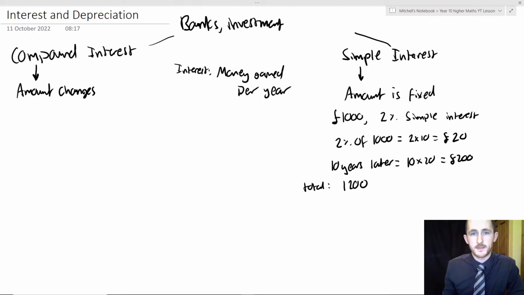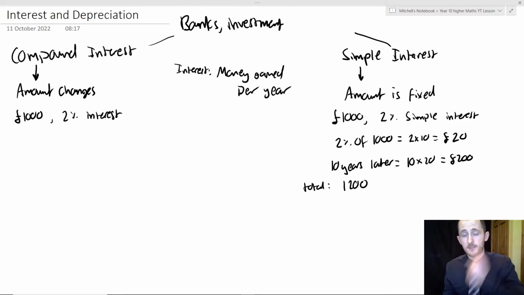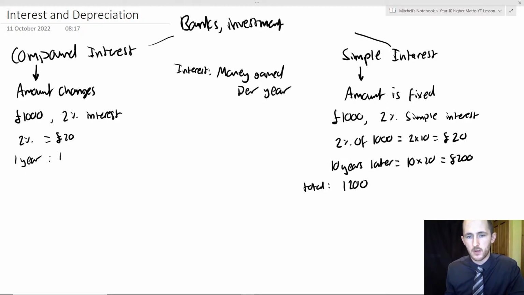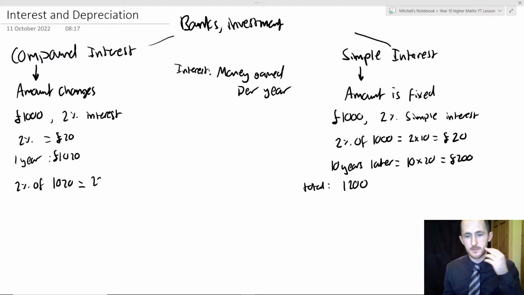Let's say, once again, we use the exact same example. We have £1,000 and we have 2% interest. Now these numbers are going to get very ugly very quickly. After the first year, it's the exact same thing, right? 2% is equal to £20. You work it out the same way. So after 1 year, you have £1,020. Now to work out how much you get for the next year, you need to work out 2% of 1,020. That would be £20 and 40 pence. And then you add that on.